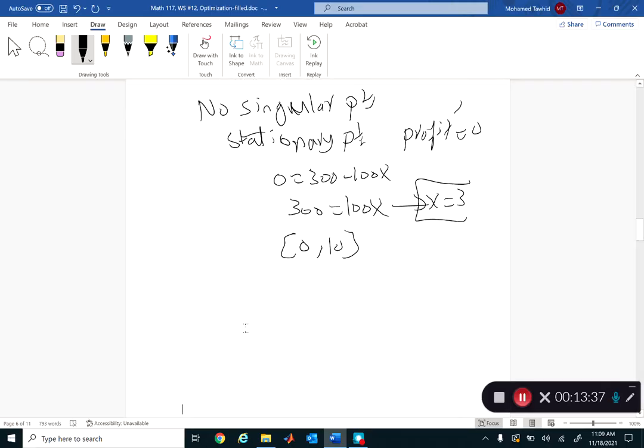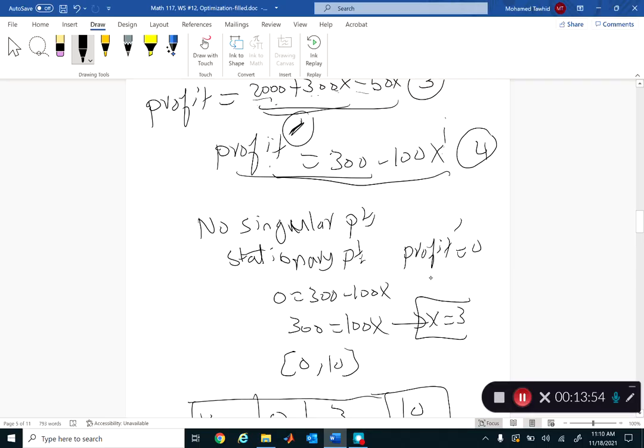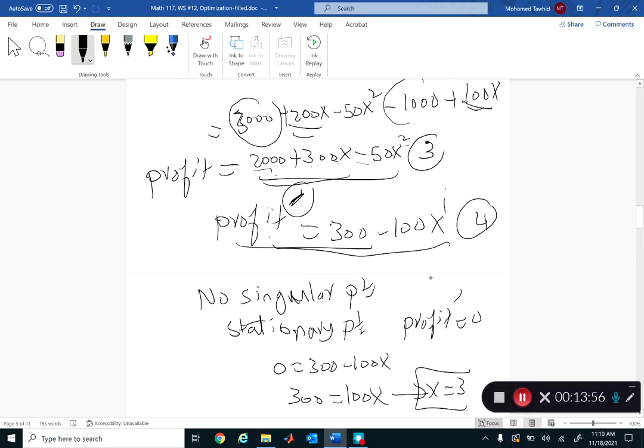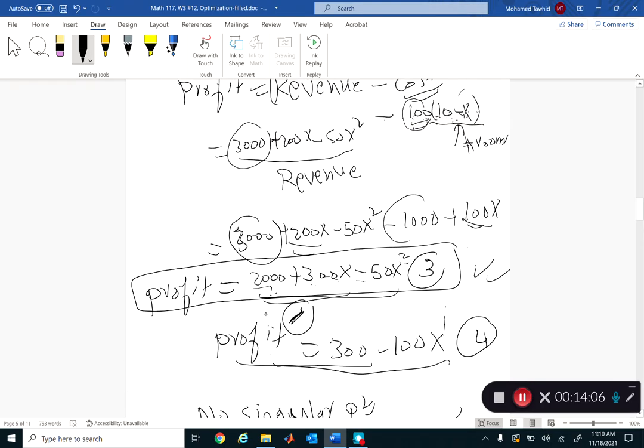So I have to make a table here, with x and the profit. You have 0 here, 10 here, and 3 here. What is the profit? Use equation number 3. Just replace x by 0. If I replace x by 0, what do you get? You get 2,000.